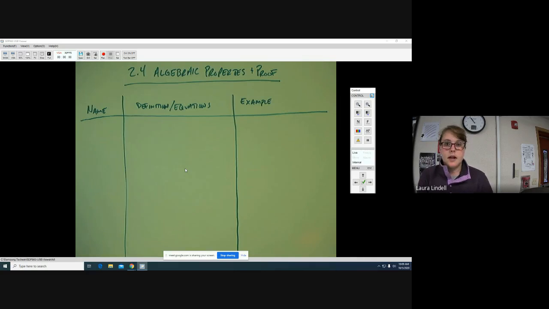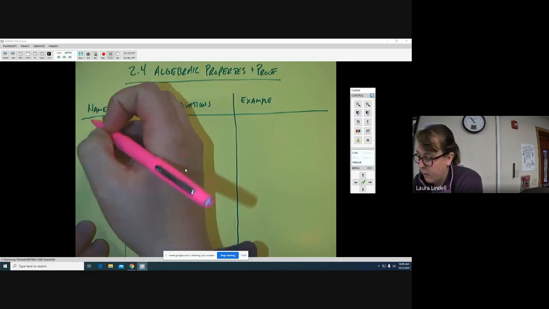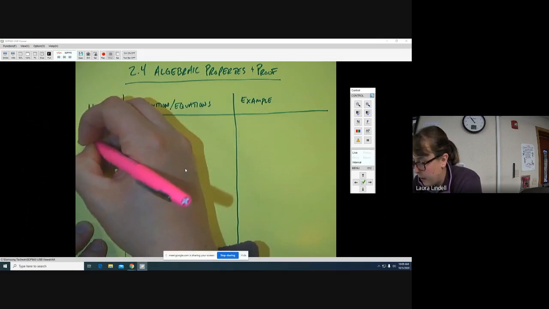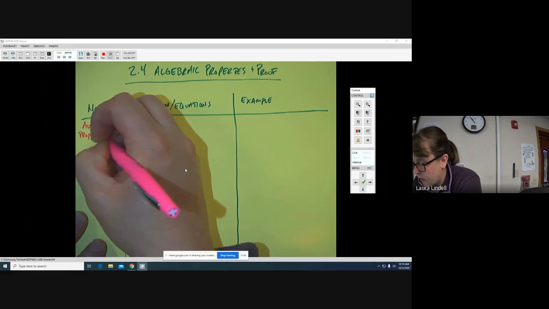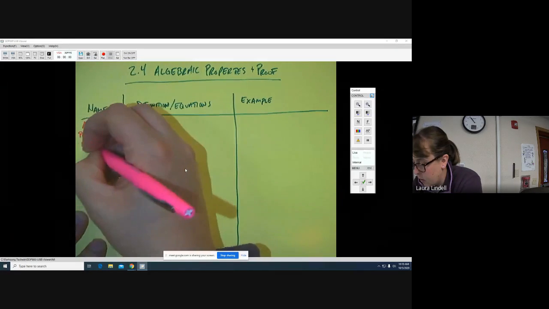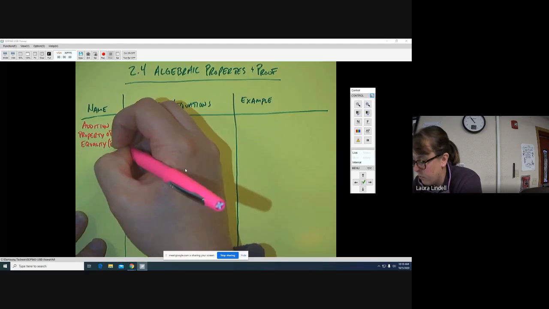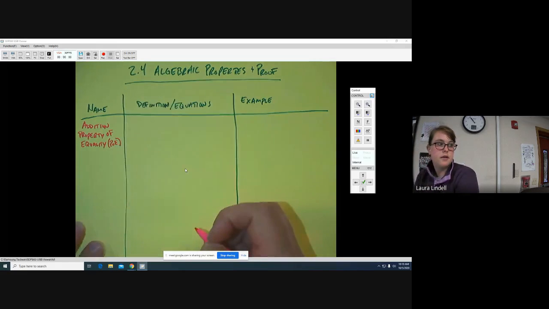Okay, and so for pretty much all of these, they're going to be the something property of equality. So I'll write out property of equality once, but then after that, we're just going to abbreviate it as POE because writing property of equality like 10 times gets old fast. So here we go. The first one is the addition property of equality. And from here on out, we are abbreviating it as POE, property of equality.